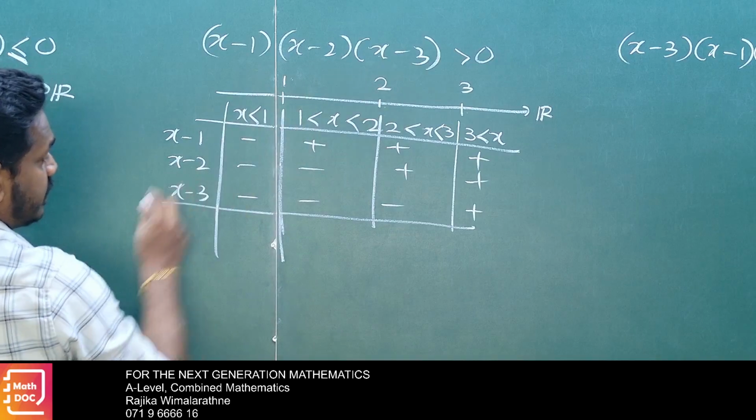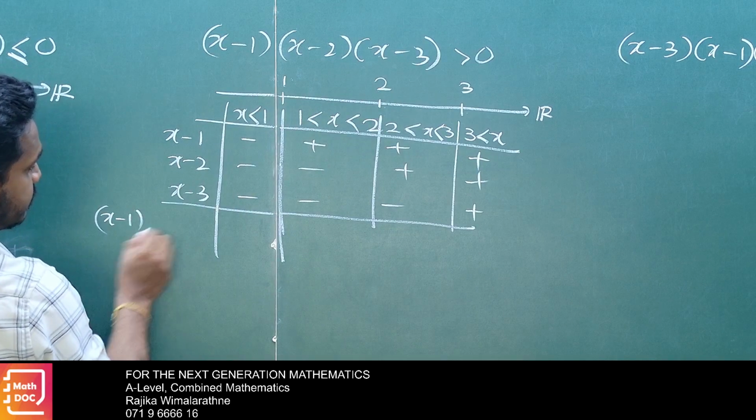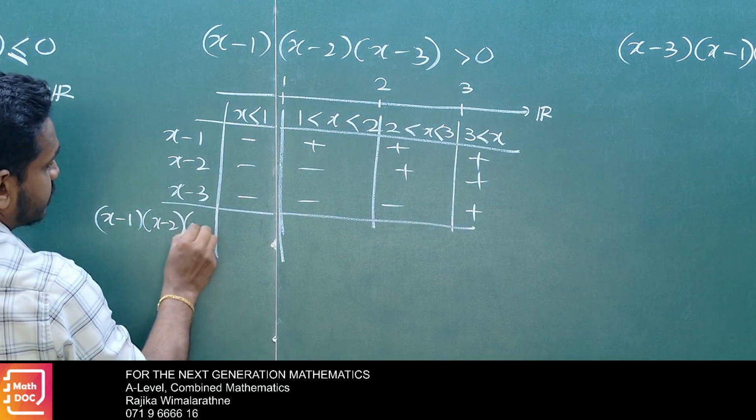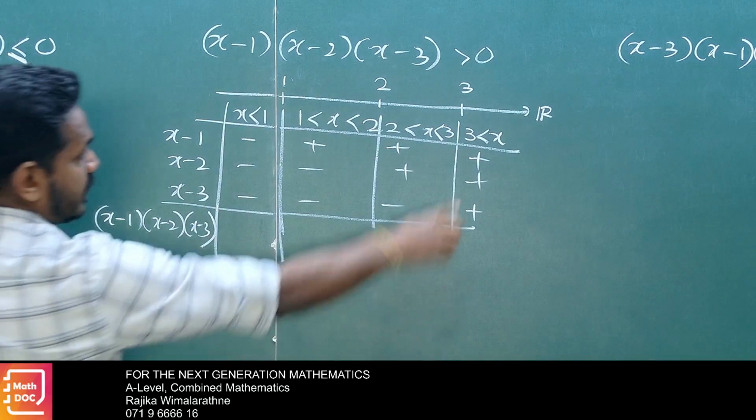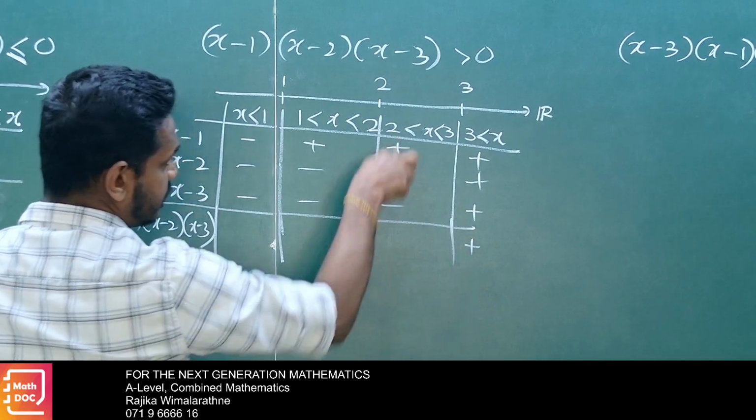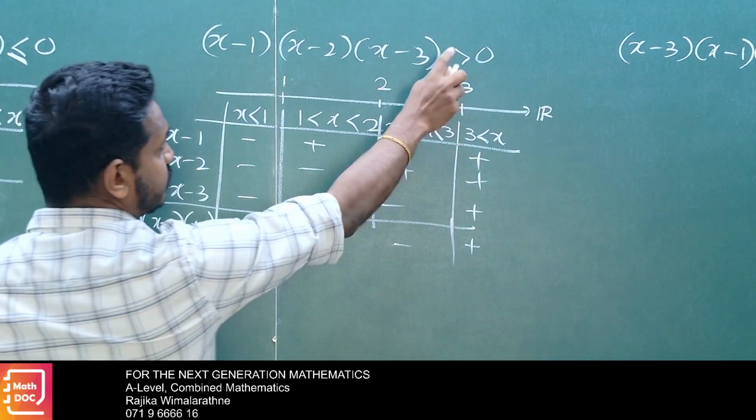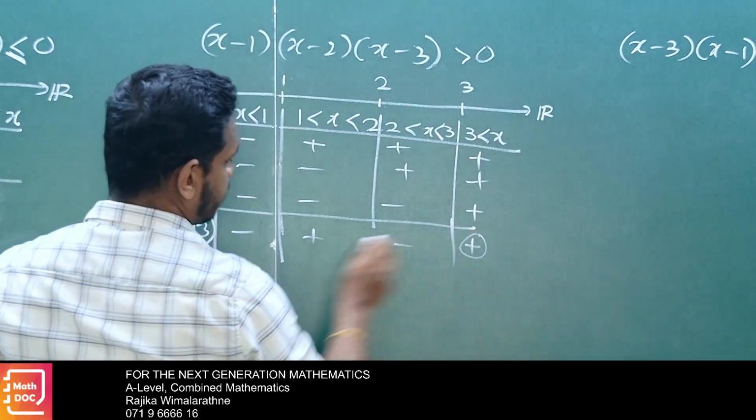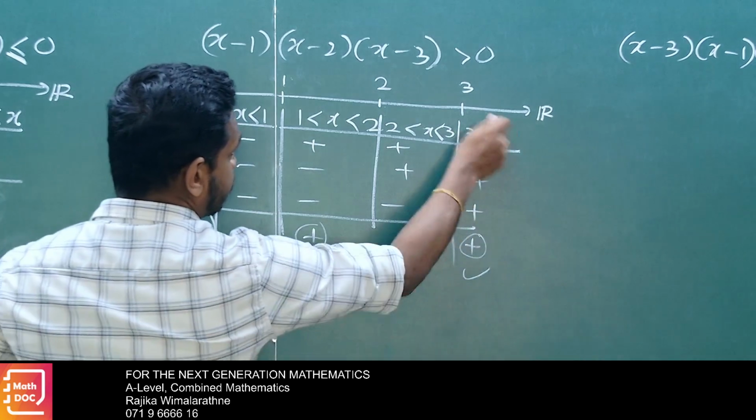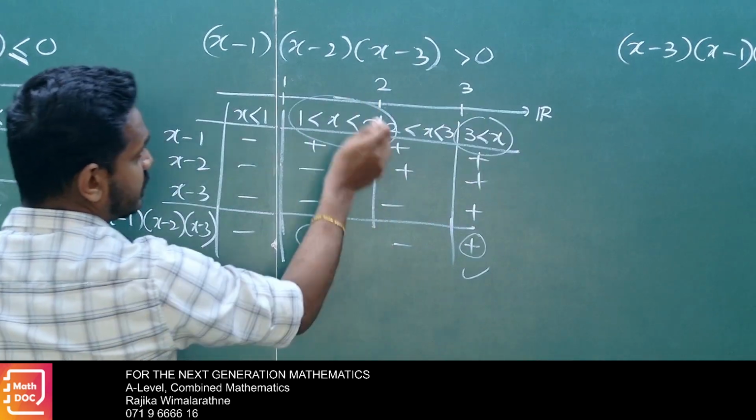Then we need to multiply the 3 factors, x minus 1, x minus 2, x minus 3. Then here the product will be plus, here minus, here plus, and here the product is minus. We need to think about the positive regions here and here. Then the corresponding regions are here.